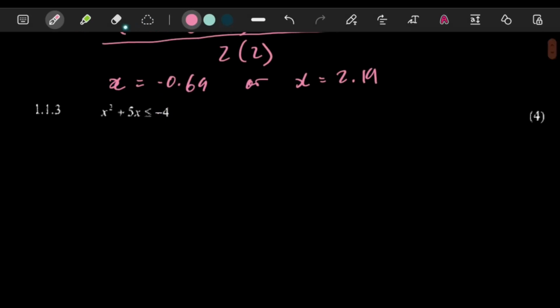Question number 4. No, it's the third question. So here, if I have to write it out just so that it's clear.